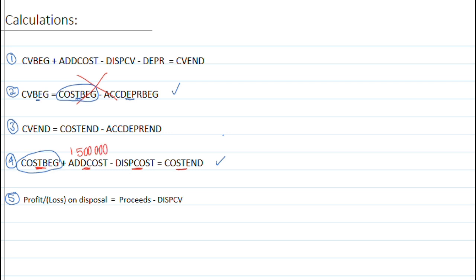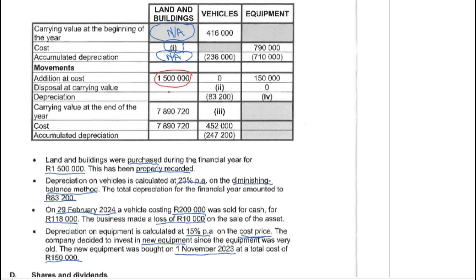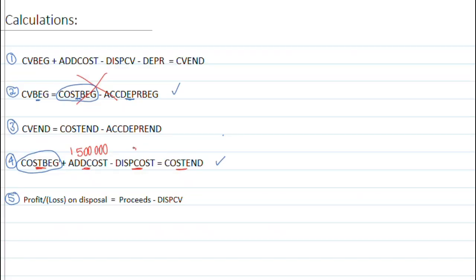Do we have a value for disposals at cost? No, we don't, but we know that there are no disposals for land and buildings because there is no value for disposals in the note itself, and there is nothing about disposals for land and buildings in the additional information provided. So we know that disposals at cost is equal to 0 because there are no disposals for land and buildings.